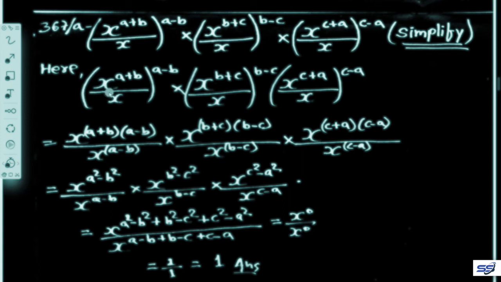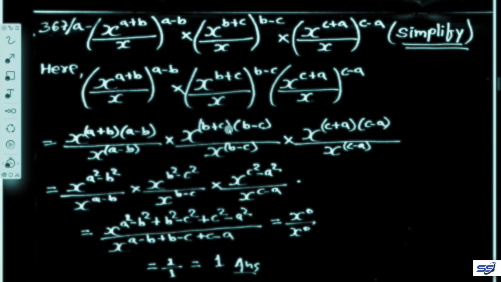Here again, x power a plus b upon x whole power a minus b into x power b plus c upon x whole power b minus c into x power c plus a upon x whole power c minus a. Now here, this power shall be multiplied to power of this upper one. This power and this power, both power. Once multiply this power and next multiply this lower power. It comes as x power a plus b into a minus b. And in lower comes x power a minus b.